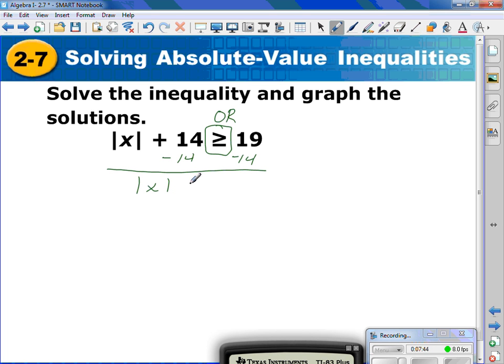Absolute value of x greater than or equal to 5. Once I have absolute value, symbol, number, now I can split it. Because it's an or statement, the original one stays the same, or x is less than or equal to the flip. And that's your answer. It is always the first one stays the same, or the flip of the negative of the second one.